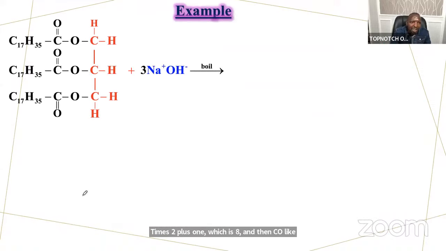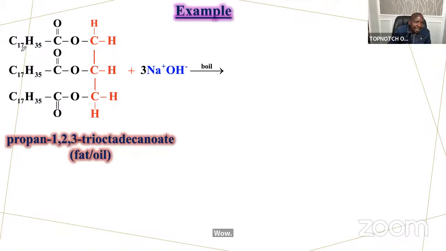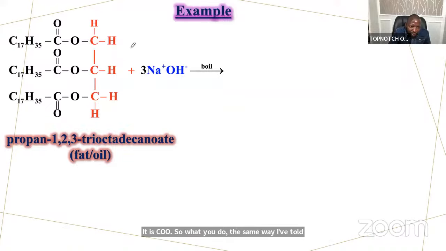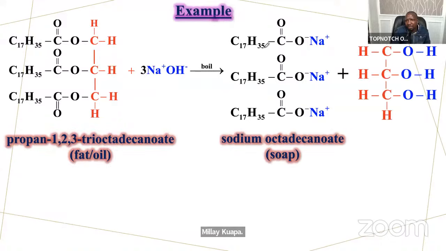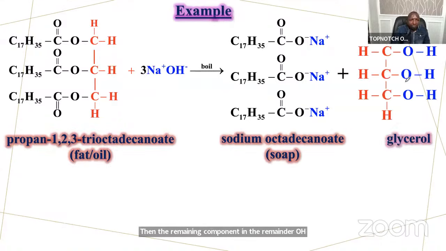Let me show you a real example. This is what you find in the book now: C17H35. We said this follows CnH2n+1. If this is 17, 2 × 17 is 34, plus 1, 35. That's exactly what you need to do. Then you just copy it the way it is. This is COO. So the same way I've told you, you cut this component and combine it with sodium to form the soap. Then the remaining component, with the remaining OH, gives us the glycerol. Combine this with this to give you glycerol.